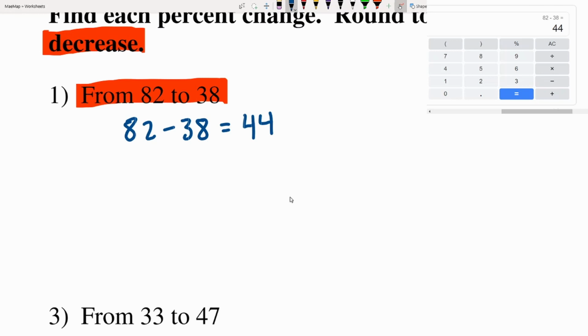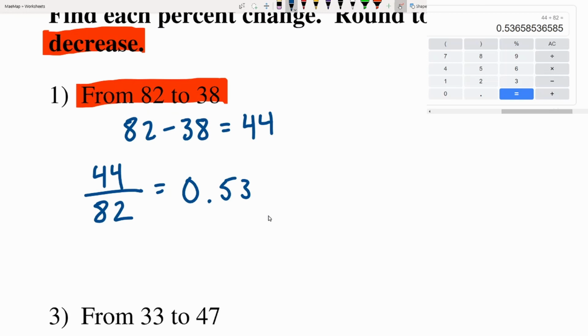So since we have the change, now we need to find the percent change. And how you find the percent change is you take the change over the original number. So we're going to take the change of 44 and divide it by our original of 82. And this is definitely where a calculator will come in handy. So we'll take 44 and divide it by 82 to get 0.5365, which rounds to 0.537.